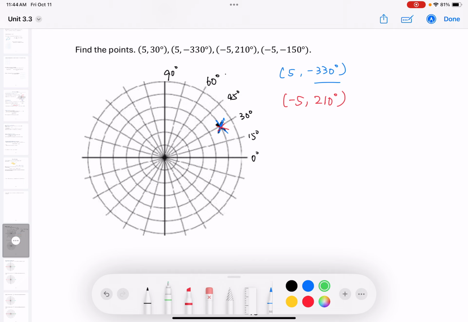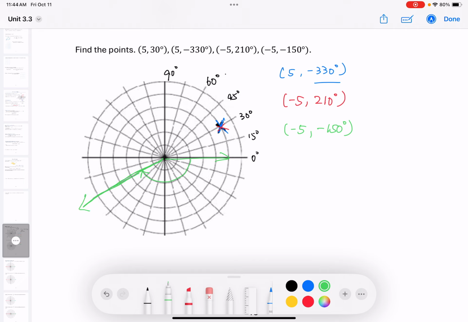So let's test if the last point is still at the same point. Let's use green. So it's -5, -150 degree. And let's see where is the angle -150 degrees starting from the initial side and rotating clockwise. So from here to here. So the initial side is here.